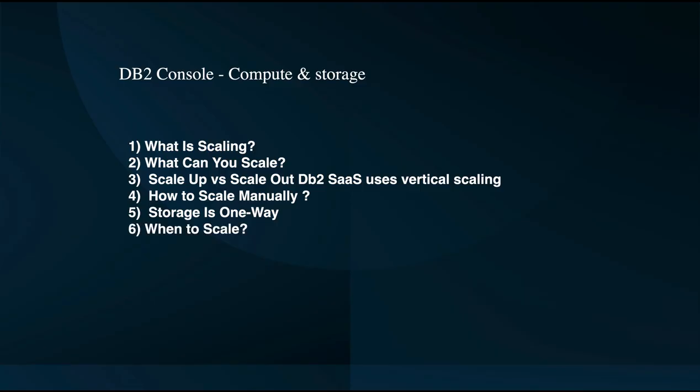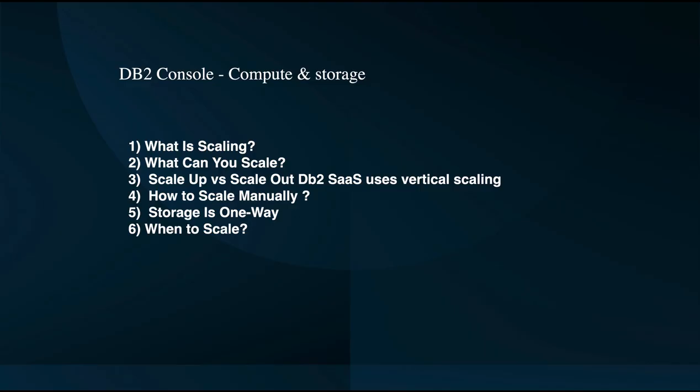When to scale? A good rule of thumb is to scale up any resource that sustains above 80% utilization for an extended period. The IBM Cloud Console displays live utilization bars for CPU, RAM, and storage to help you spot this quickly.